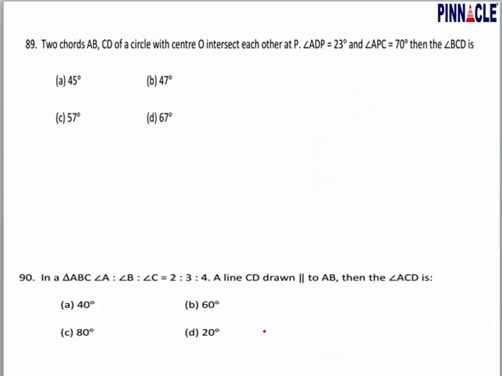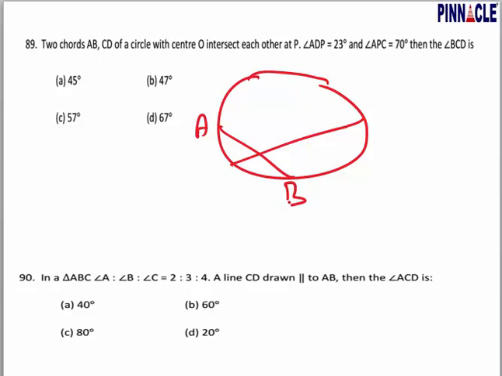Now the question number 89. Two chords AB and CD of a circle with center D intersect each other at P. Let's take, this is the circle, two chords AB and CD. Take here C and this D. Intersect each other at P. You can take here like this. This is 23. APC, A, P and C. This is 70. Here you can write 70.